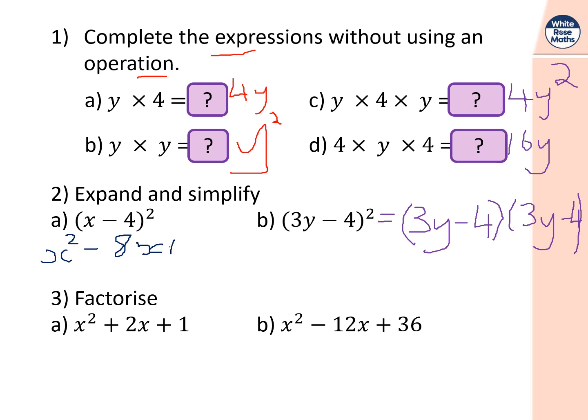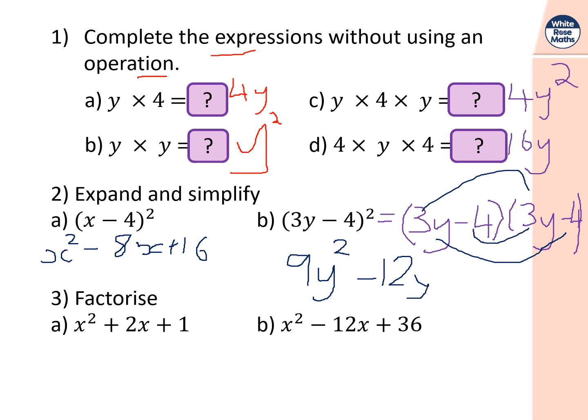For part B, again expanding it, 3y times 3y, remember that'll give me 9y squared. 3 times 3 is 9, and y times y is y squared and not 2y, so be very careful there. 3y times minus 4 is minus 12y, and then negative 4y times 3y is going to be negative 12y again. And then negative 4 times negative 4 is positive 16. Remember that a negative times a negative makes a positive as a sign.